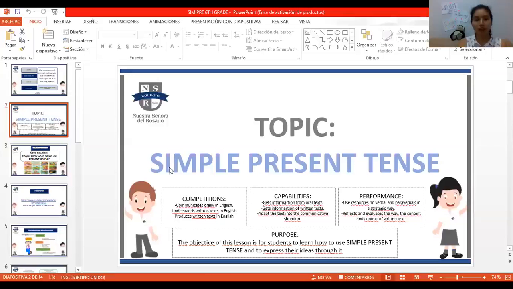Welcome to Mrs. Kimberly's classroom. So, today we're going to talk about simple present. Okay? So, yes, we're going to talk about simple present tense. As you can see, the purpose of this lesson is for you to learn how to use simple present and to express your ideas.